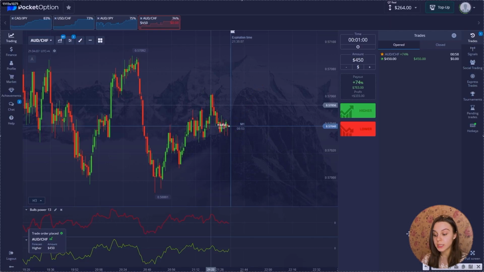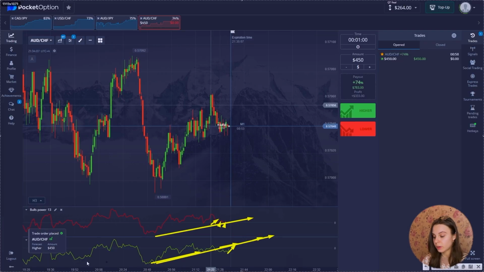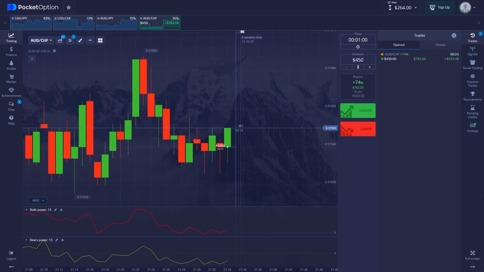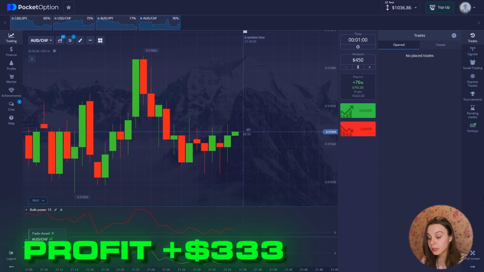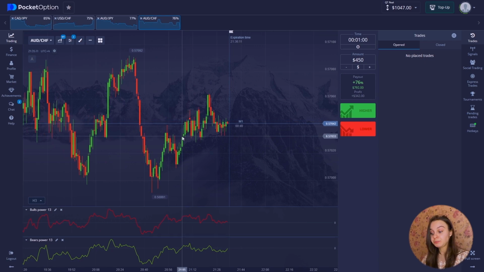The bears have already headed into upper position, and the bulls will also. Let's watch our market. This deal is closing in plus, and our profit is $333. Very great number. So, dear traders, I think this will be our last transaction today.